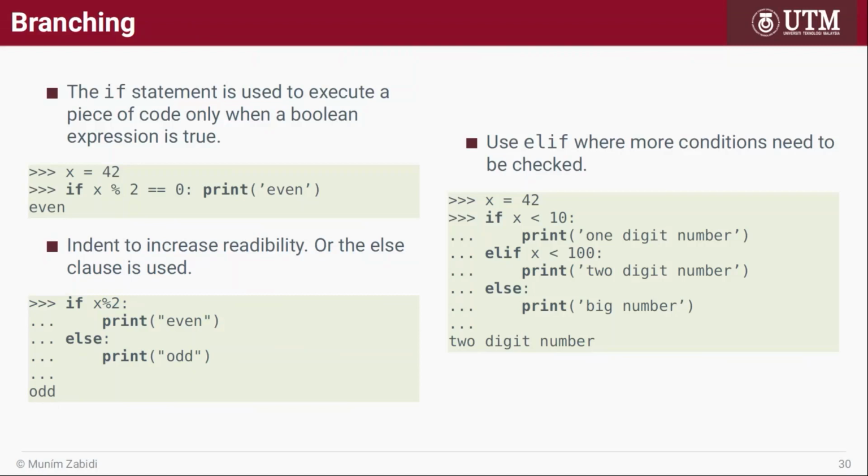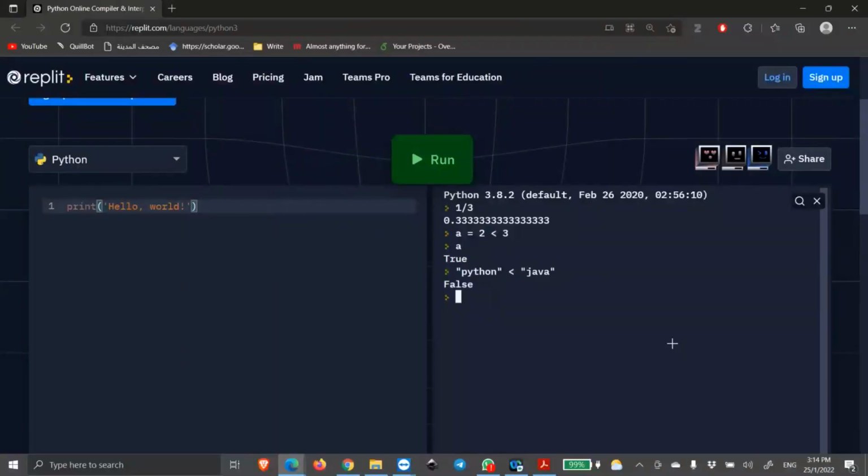And you can also do an else if. All right, so let's try that. So x equal to 42. If x modulo 2, basically the remainder of dividing by 2, is 0, then print even. Okay, so that's the printout. So you get even.